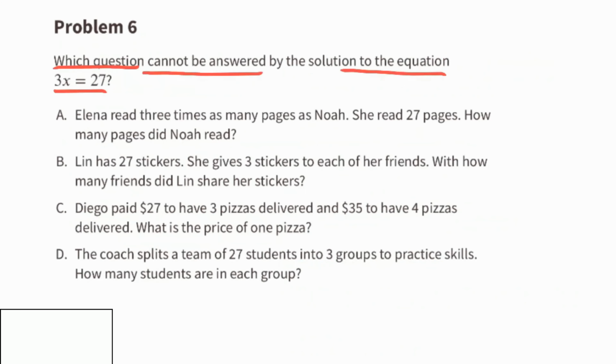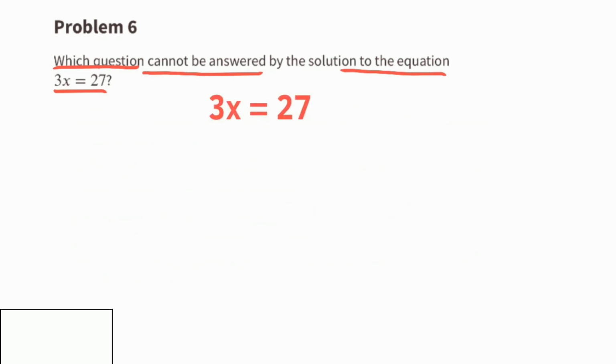Problem number 6. Which question cannot be answered by the solution to the equation 3x equals 27? 3x equals 27. 3x divided by 3 equals 1x, and 27 divided by 3 equals 9. So we're looking for a situation when x does not equal 9.